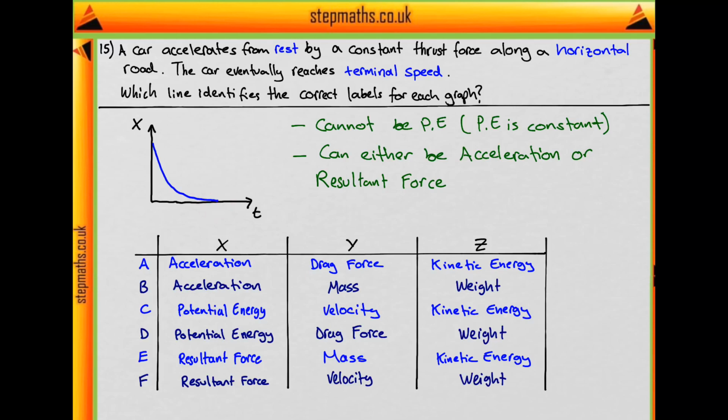Or it can be resultant force, which will also start off very high, as the only force will be thrust. Then as the car gets faster, you have an increase in drag, which will decrease the resultant force until you reach terminal speed, where the thrust will balance out the drag and you'll have zero resultant force. So we can see that we can rule out C and D.